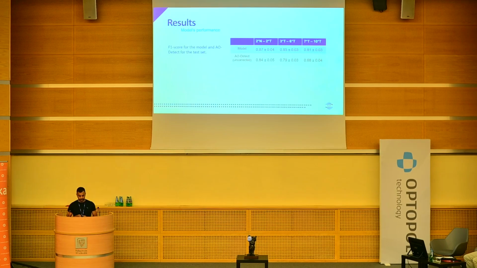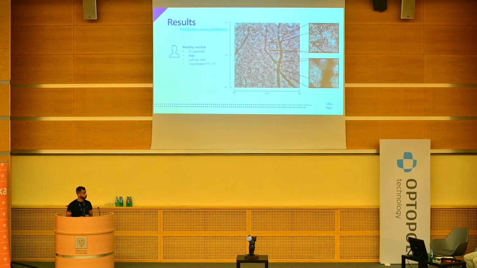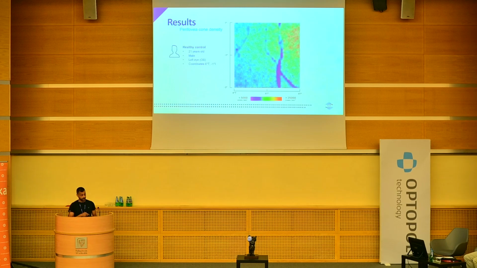All right, so this is the result of the prediction of the model. You can see how it performs here more in the periphery, but you can also see how it performs when you have a vessel shadow. You can see that it's not predicting where you have the vessel shadows. The cones are not there, there is just no signal there. And then we create a density map, as you can see here, so you can see that the density of the cones is increasing as you approach the fovea.